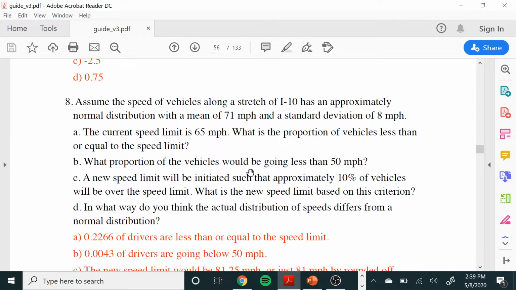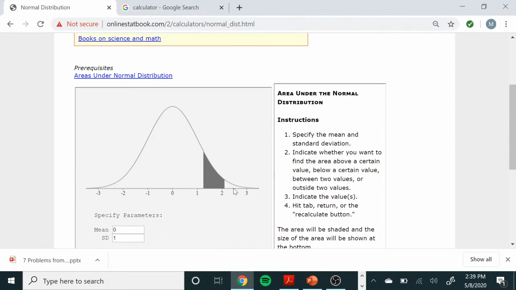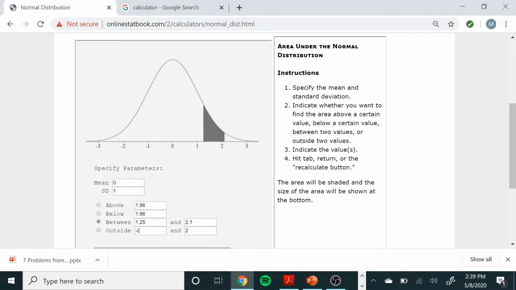All right. Now, that's not the mean, right? The mean is 71. So what we want to do is model what people are actually doing and then figure out what proportion are going slower than this. All right, so remember, this is a model of what people are doing. They have a mean of 71 and a standard deviation of 8. Now, we want to know what proportion of the people out here are going less than 65, less than the speed limit.